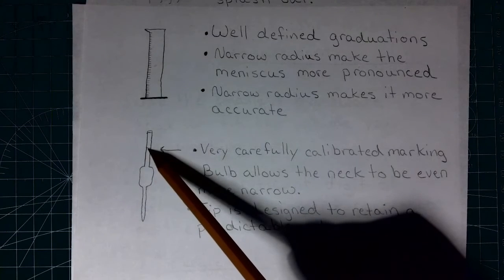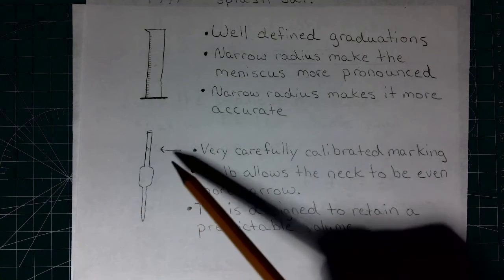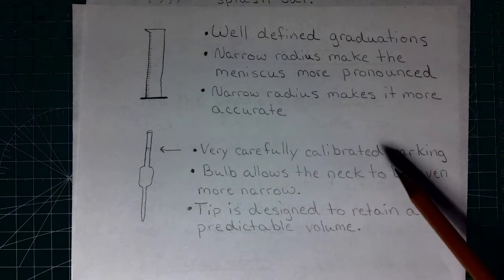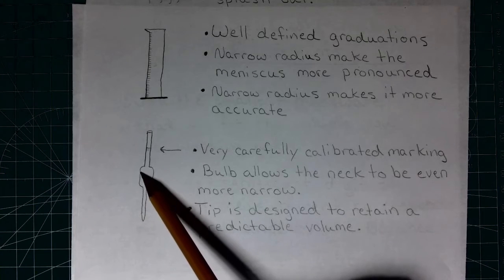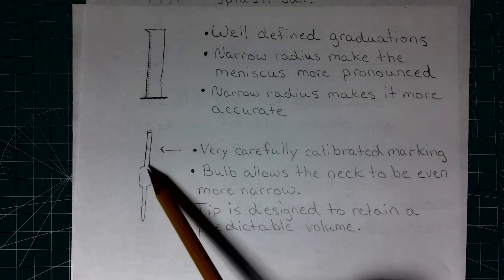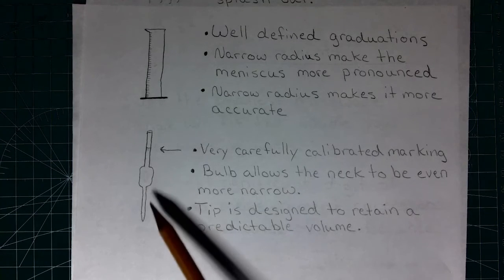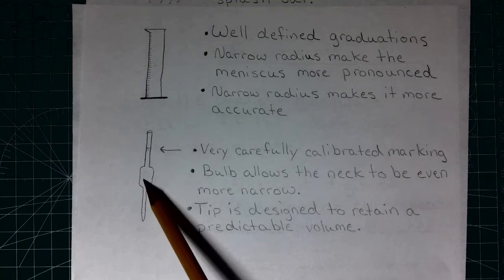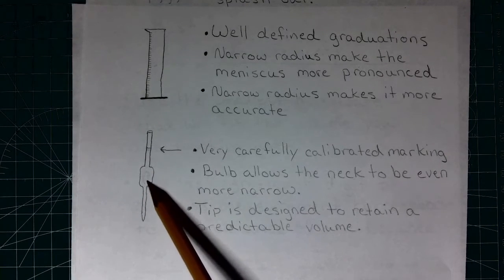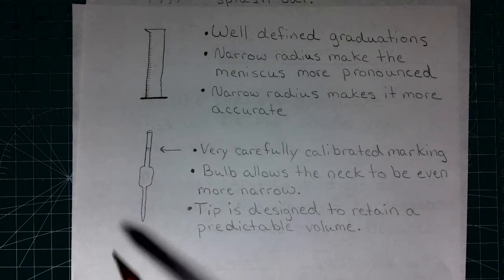It's only going to have one graduation, so it only delivers one volume, right? It's set to deliver just that volume. This is very carefully calibrated by the manufacturer. And what it does is it has this bulb here, and the reason being they want this to be very narrow because that's going to be accurate, okay? But if I wanted it to hold any real significant volume, it would get very, very long. It would be very difficult to draw all the solution up into it. So they add this bulb so that it can hold the majority of the volume, while keeping the spot where we're going to make the measurement very, very narrow.